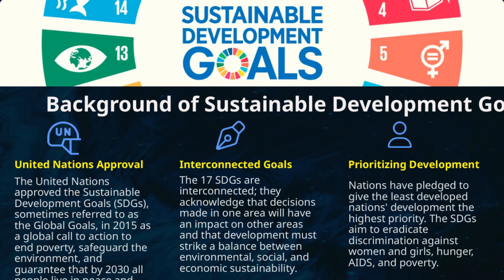In 2015, the United Nations officially approved these SDGs, sometimes called the Global Goals. They serve as a global call to action, aiming to end poverty, protect our planet, and ensure that by 2030, everyone can live in peace and prosperity. This background highlights how the SDGs are not just isolated targets, but a comprehensive framework for creating a better future for all. They exemplify the overall theme of our presentation, working together globally to build sustainable, inclusive development.